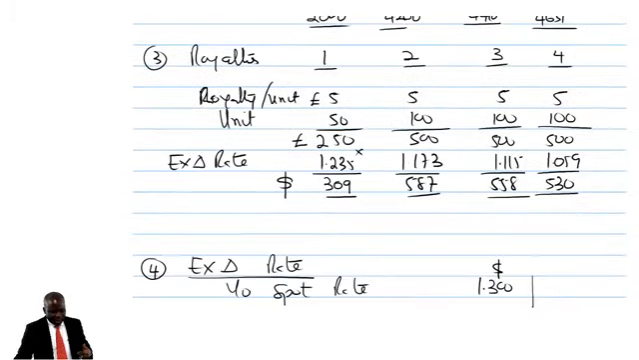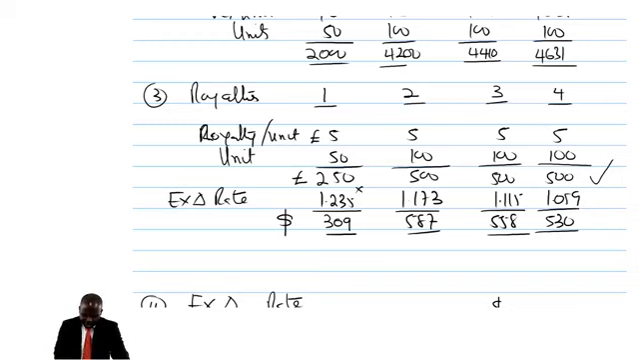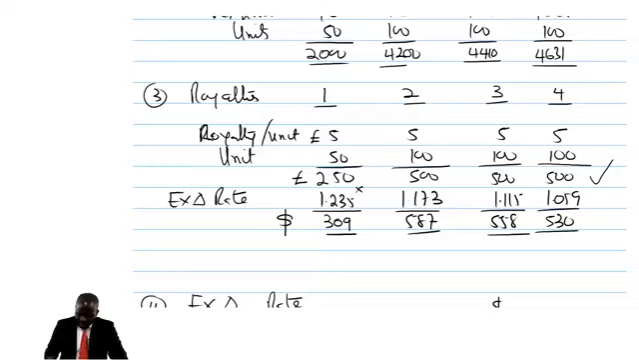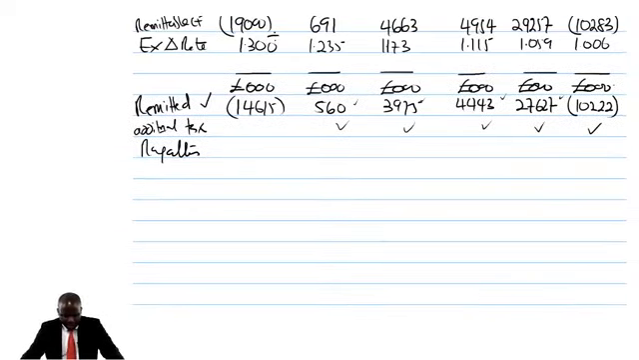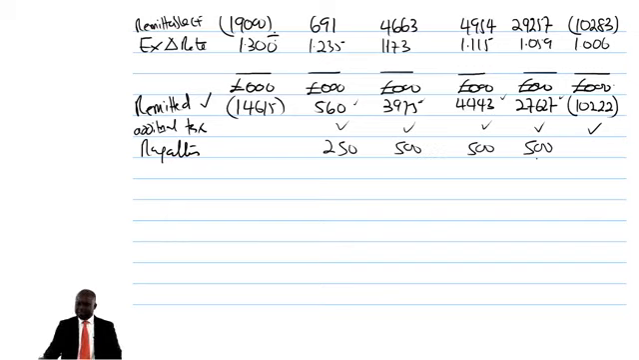We did the calculation. Let's come to royalties. The pound equivalent of the royalty is what we calculated here. Year 1, 250, 500, 500, and 500. So I go up here. My royalties in pounds will be 250 for the first year, and then 500, 500, 500 for the remaining 3 years.